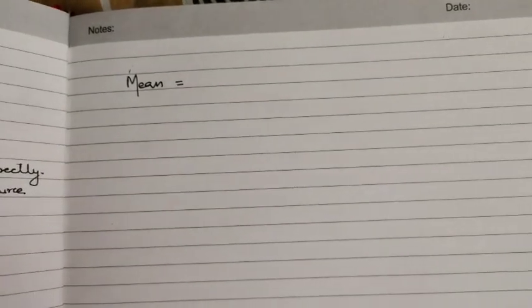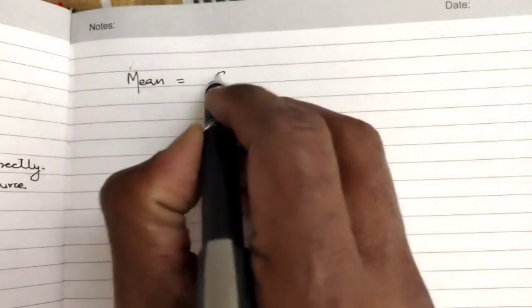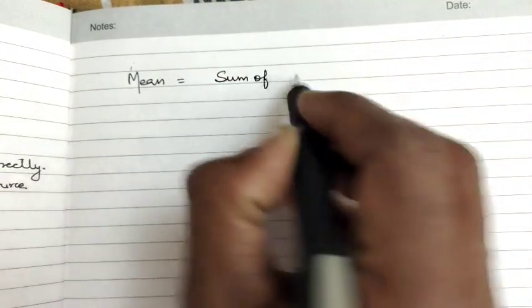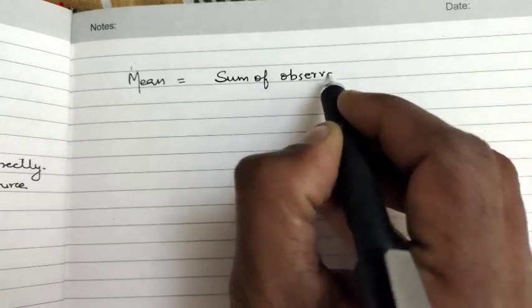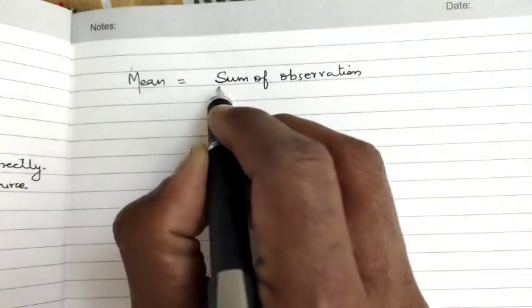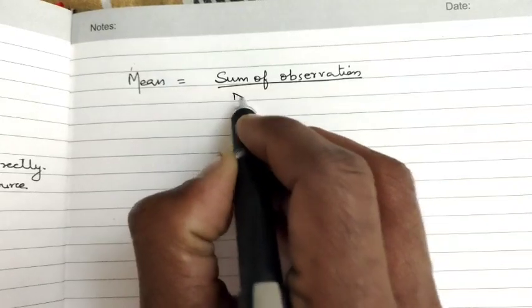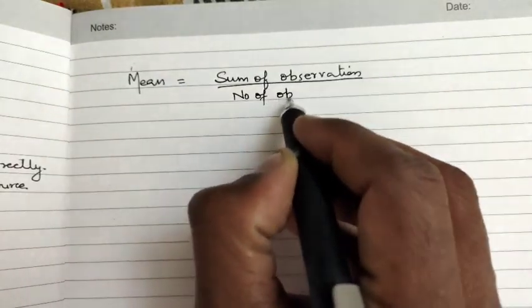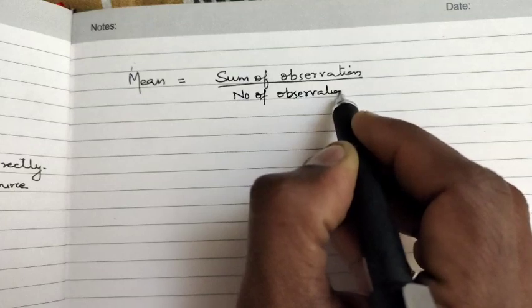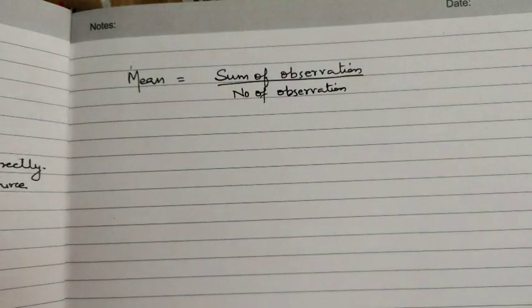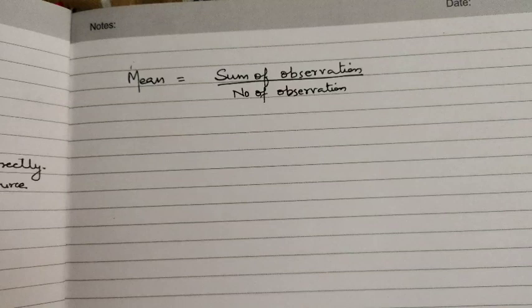Now we will move to our next concept, that is mean. We will learn about mean. As we have studied mean earlier also, there is a formula for calculating mean. Mean formula is sum of observations divided by number of observations.